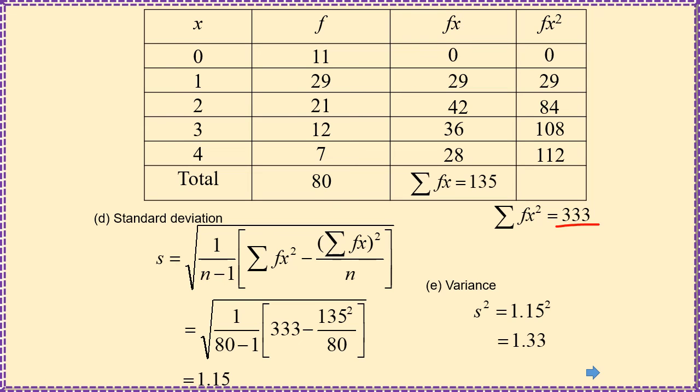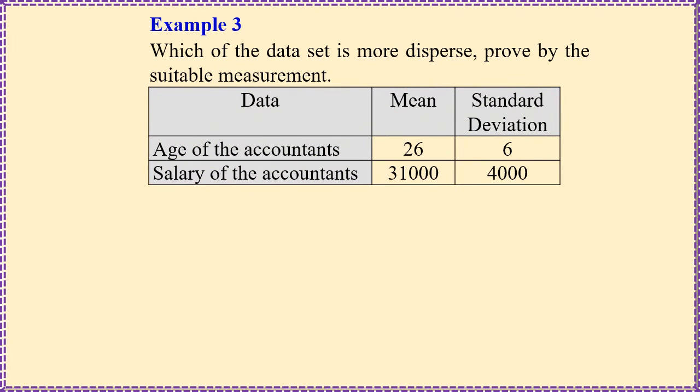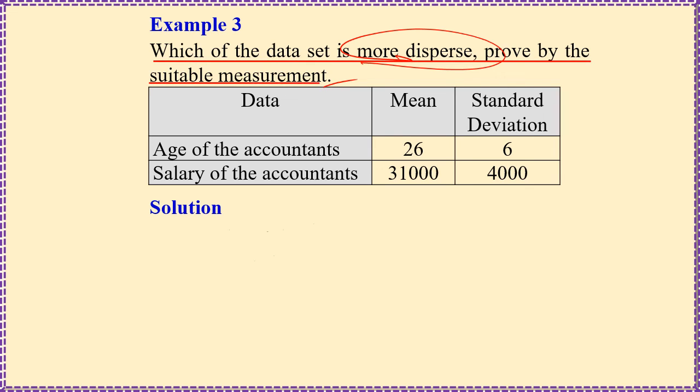So that's all for this example. Okay, so example 3, the last example. So we have this data, age of the accountant and salary of the accountant, and we have the mean and standard deviation. So we want to check which of the data sets is more dispersed, proved by suitable measurements. So usually for dispersion or spread of the data, we can compare by using the coefficient of variation, which uses the formula of standard deviation divided by mean multiplied by 100%. So we are trying to find it by using the formula for both data.